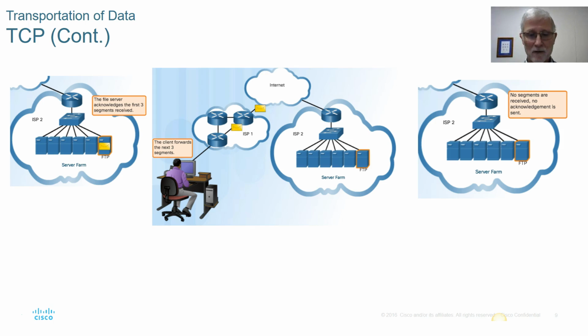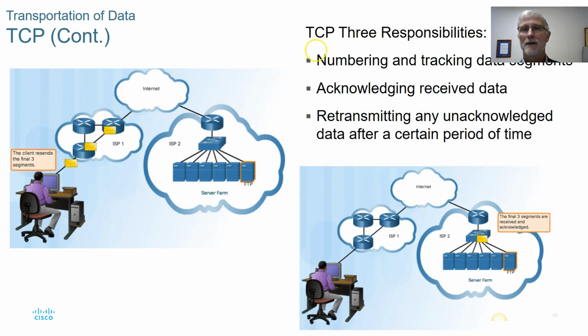And if I'm missing a packet, if I'm sending 5 segments to you and segment 3 is missing, I want to make sure that I tell somebody to retransmit, and that's that reliability. So TCP is going to ask for messages to be resent. Now, TCP's got 3 major responsibilities. One is numbering and tracking the data segments, acknowledging the data has been received, and then retransmitting anything that hasn't been acknowledged over a certain period of time. So that's really what TCP does.